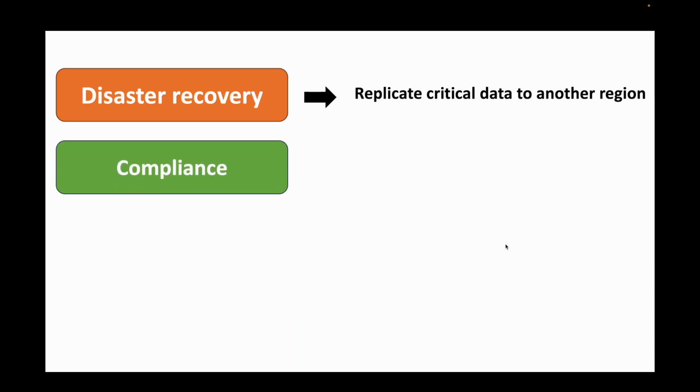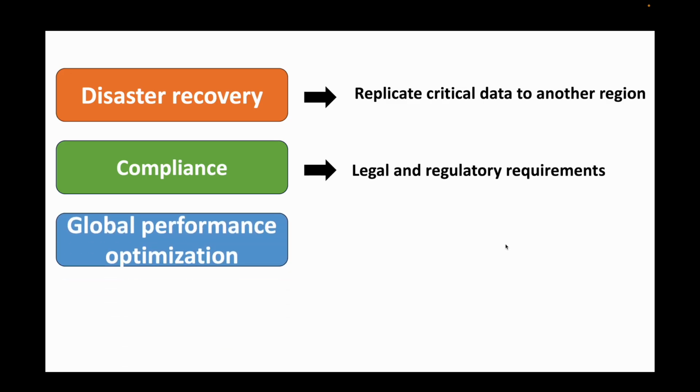So you can use it for your disaster recovery. You can automatically replicate your critical data to other AWS regions, which can ensure high availability during any outages. Then you can use it for compliance. So if you have any legal or regulatory requirements, you can store your copy of your data in these specific locations.